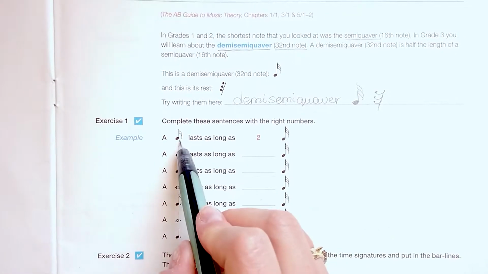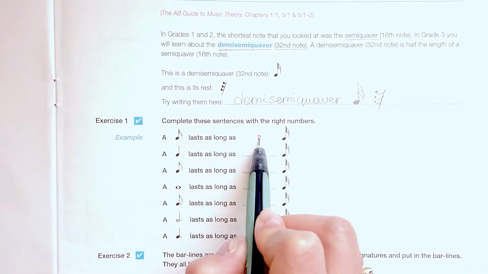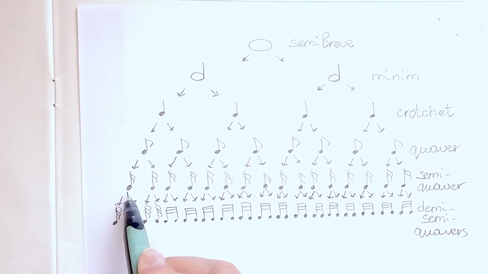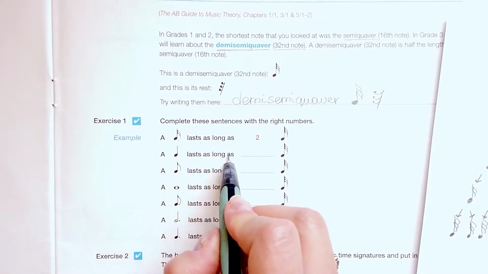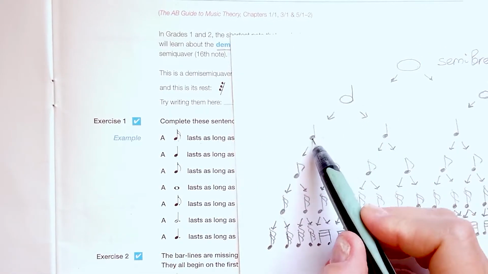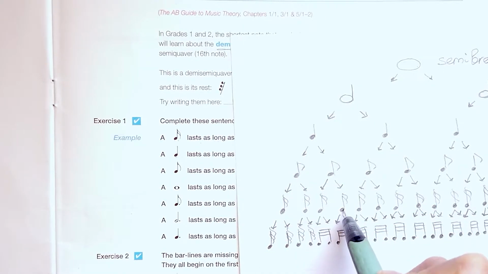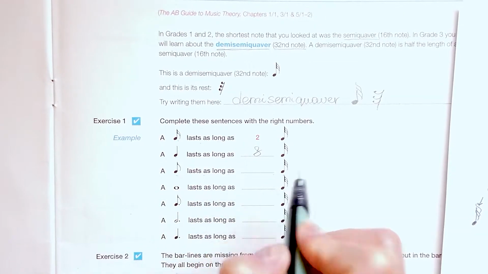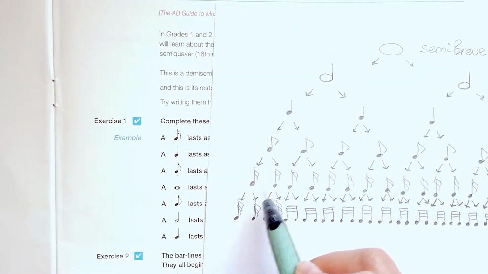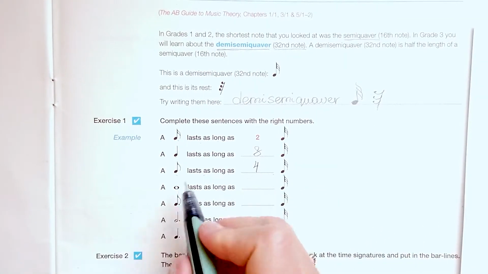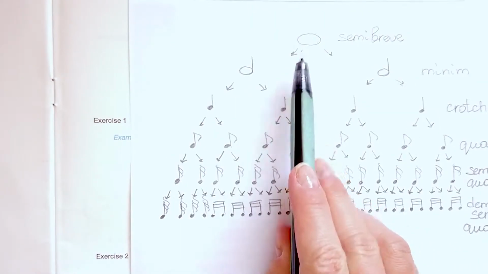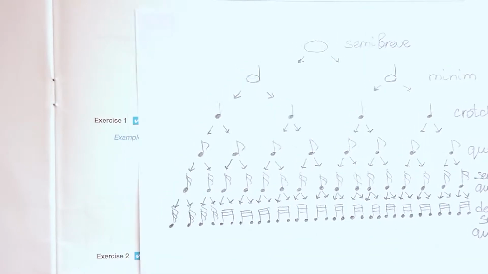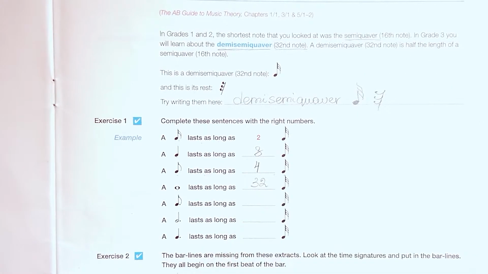Now, one semiquaver lasts as long as 2 demisemiquavers. We can see this: one semiquaver gives us 2 demisemiquavers. One crotchet gives us 2 quavers, 4 semiquavers, and 8 demisemiquavers. One quaver gives us 2 semiquavers and 4 demisemiquavers. One semibreve gives us 2 minims, 4 crotchets, 8 quavers, 16 semiquavers, and 32 demisemiquavers.